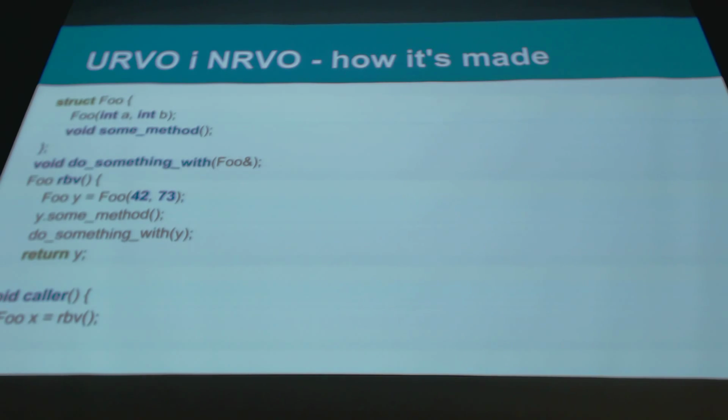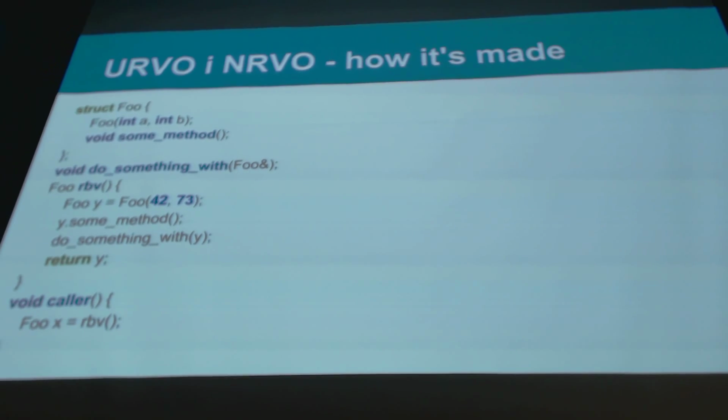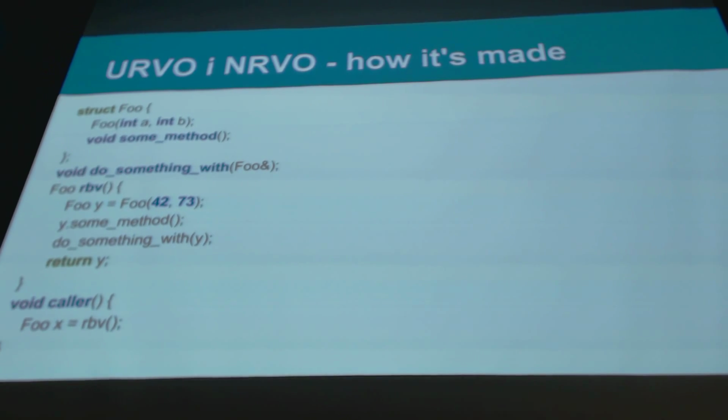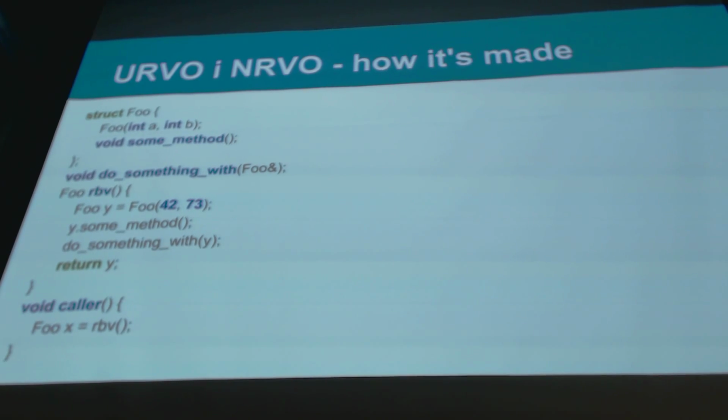So how does it work? Let's say we have an example like this. We have struct foo that has a constructor of 2 integers. We have some methods. We have some other function that takes it by reference. And we have the function that will return the thing. We'll call some method on it, call some function with this object, and then return it. On the caller side, we'll just take it from the function.